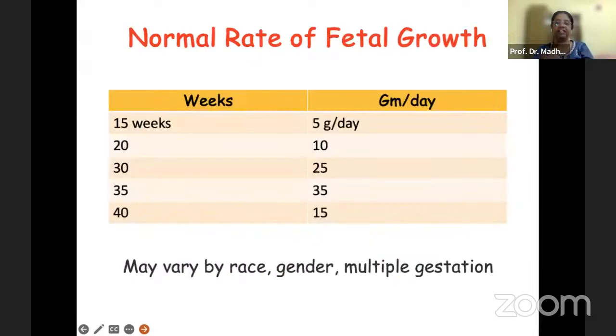If you look at the normal rate of fetal growth, at about 20 weeks, the time of the TIFFA scan, the baby's weight is about 300 to 500 grams. At about 28 weeks, the baby weighs about 1 kg. And slowly, in the latter part of pregnancy, the weight becomes exponentially more. At 15 weeks, the baby gains only about 5 grams per day, but at 35 weeks, it's about 35 grams per day. There is also a variation by race, gender, and multiple gestation.